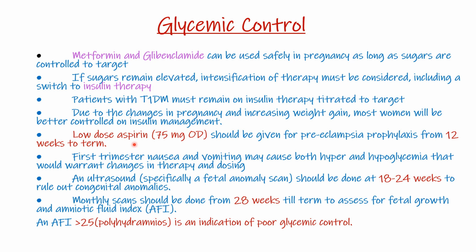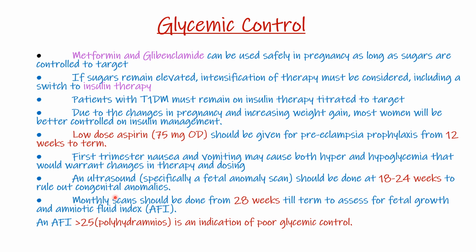In addition to that, we already said that diabetes on its own predisposes a woman to preeclampsia. So what we do, from 12 weeks, you give the patient low dose aspirin, that is 75 mg OD, for preeclampsia prophylaxis from 12 weeks to term. And then from the first trimester, nausea and vomiting may cause hyper and hypoglycemia that would warrant changes in therapy and dosing. And then an ultrasound specifically for fetal anomaly scan should be done, as we said before, at 18 to 24 weeks to rule out congenital anomaly.